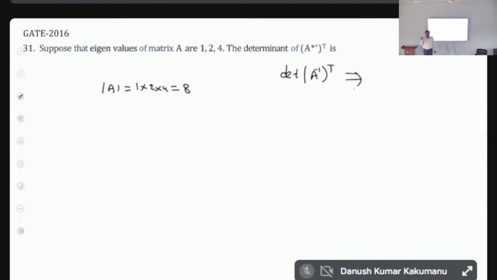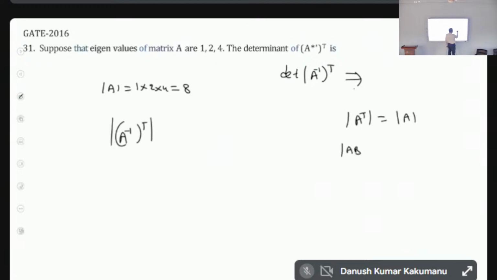But the question is not asking for the determinant of A. What is the question asking? Determinant of A inverse transpose. First, what is the determinant of A transpose? Property: determinant of A transpose is determinant of A. Yes or no?